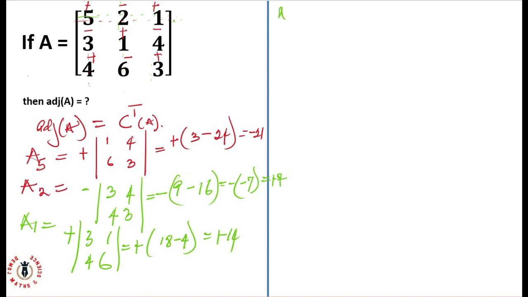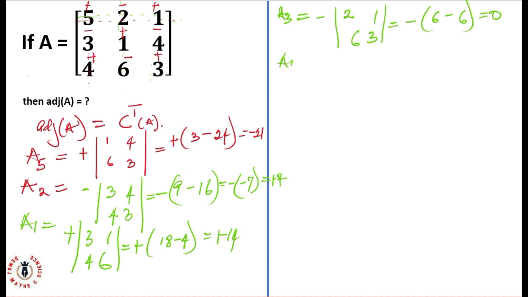Now the next will be A3. The sign on A3 is negative. So for my determinant, I'll pick the row and the column, and I'll be left with 2, 1, 6, and 3. So this will become minus 2 times 3, that's 6, minus 6, that equals 0.